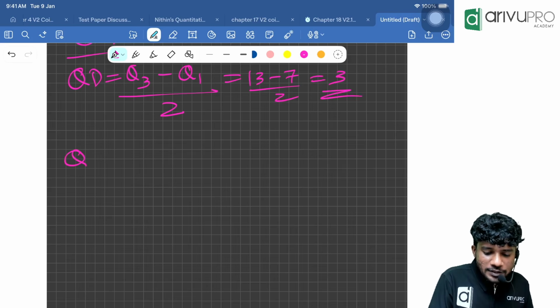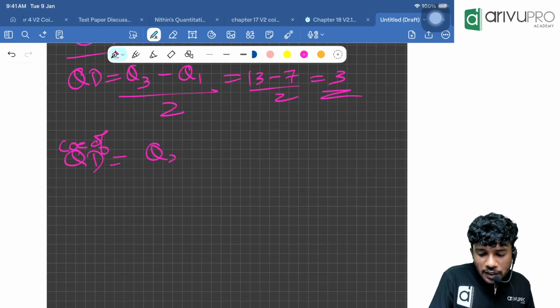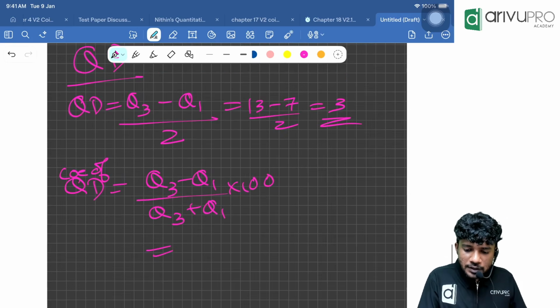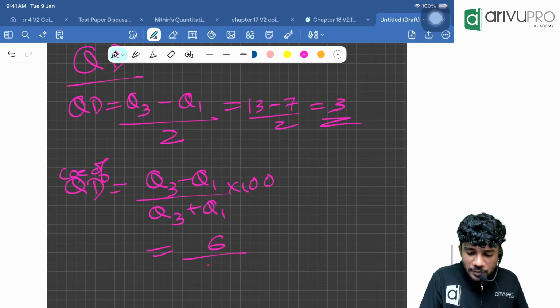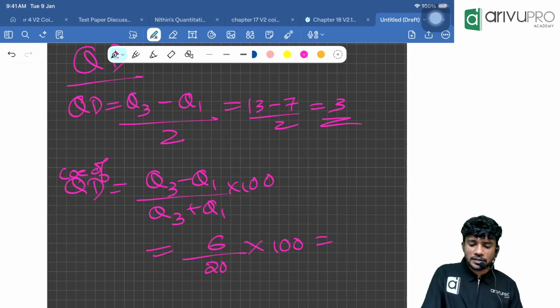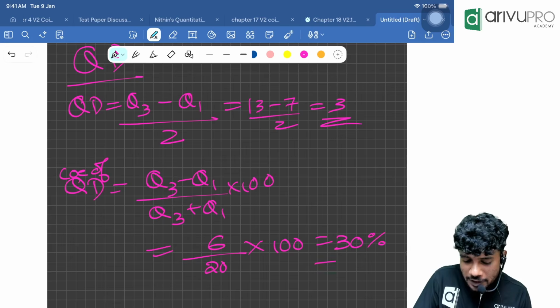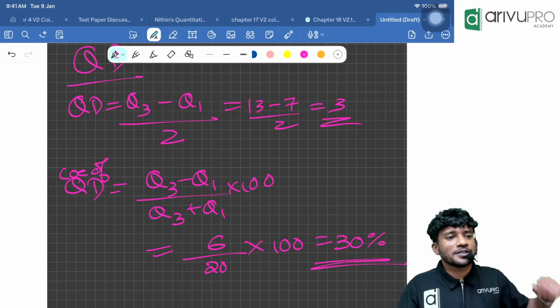Then what is the coefficient of QD? Q3 minus Q1 divided by Q3 plus Q1, into 100. How much is it coming to be? That is 6 divided by 20, into 100. Is it coming to be around 30? 30% is the coefficient of quartile deviation.